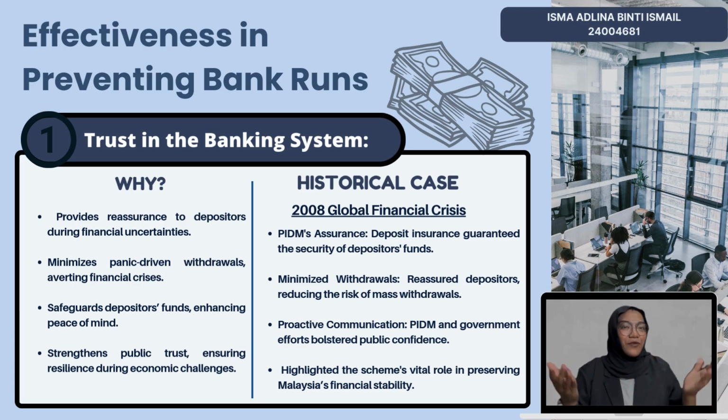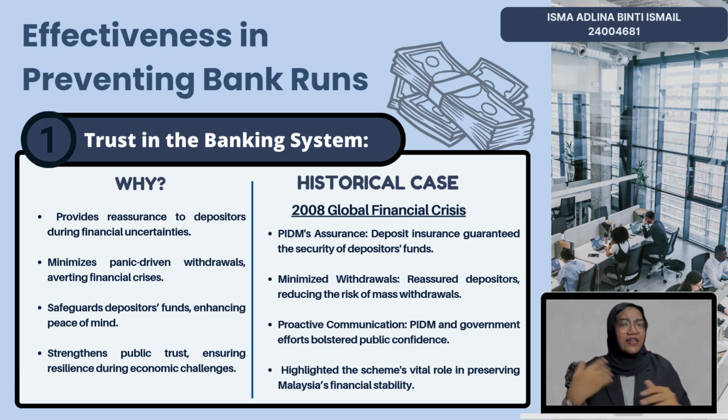Okay, so now I'm going to explain the effectiveness of deposit insurance in preventing bank runs. First, deposit insurance gains trust in the banking system. So why does this matter? When depositors trust that their money is safe, they are less likely to panic and withdraw their savings all at once. This helps prevent a bank run. In Malaysia, PIDM plays a key role in building that trust by guaranteeing deposits up to 250,000 per depositor and per bank. This assurance keeps depositors calm even during financial uncertainty.